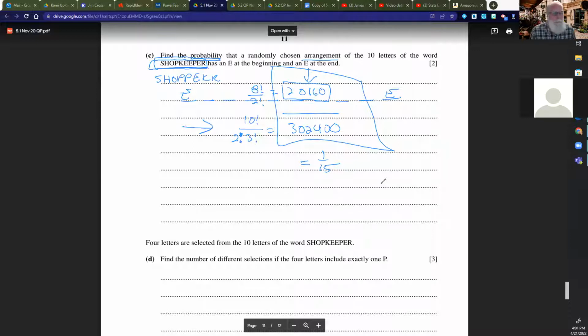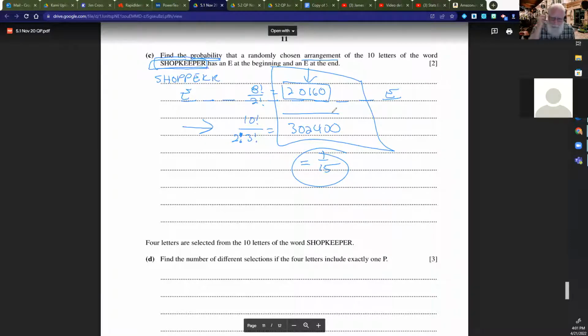Do we have to simplify it? 1 over 15? Like, do we have to simplify the answer? Well, this is our answer. We can't just leave it like 2,000. You could. Oh, you could.